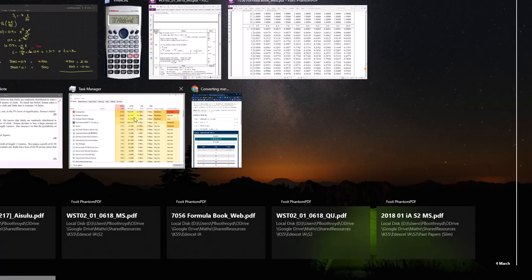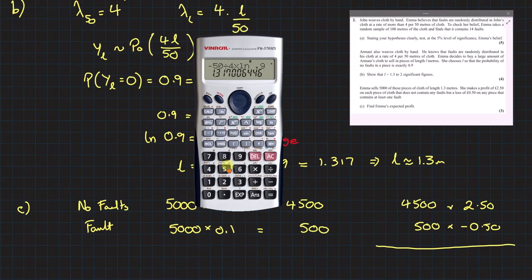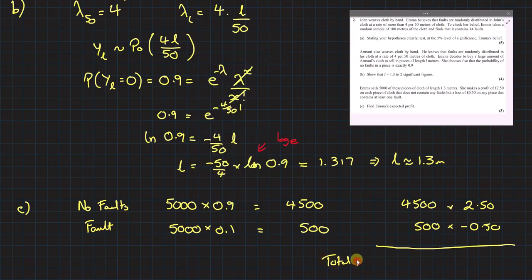Oops, I didn't mean to pull up the whole screen. So 4,500 multiplied by 2.5 minus 500 times 0.5. And the answer is £11,000. So total profit is £11,000. Okay, that's the full question done.